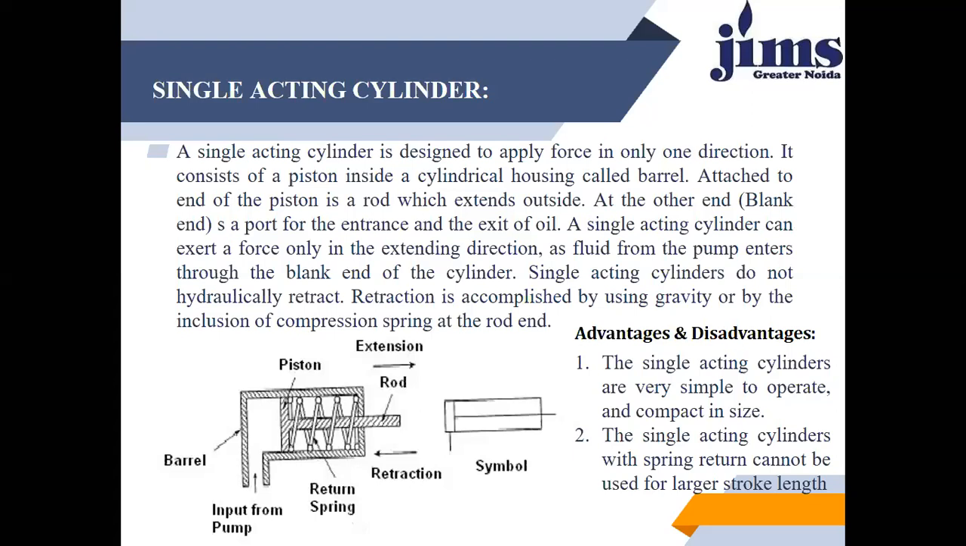It consists of a piston inside the cylinder housing, which we call the barrel. This is the barrel. You may know that a rifle or a gun has a barrel, and the barrel has a diameter. You are familiar with this term. Attached to the end of the piston is a rod which extends outside. This is the rod which is used for the extension.